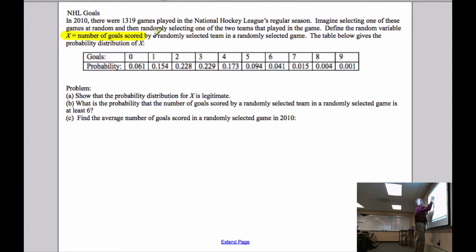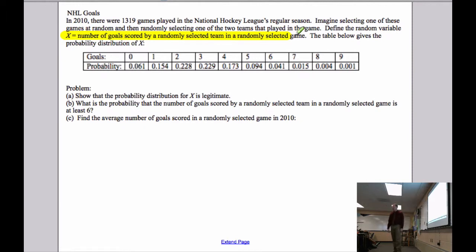So they've told us what X is, and you have to kind of watch for that. The table below gives a probability distribution of X. Number of goals scored in any given game, 0 or 1 has this probability, 2 has this probability, 3 has this probability, 4 has this probability, 5 this probability. Very similar to the M&M problem that you had in that multiple choice packet, right?